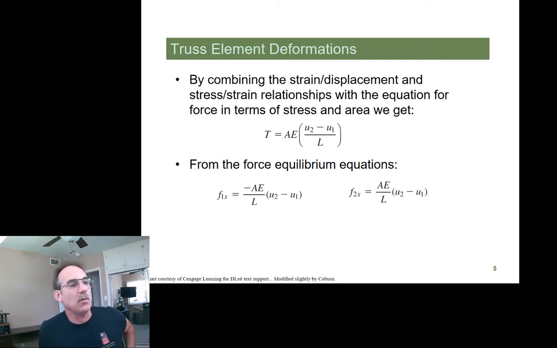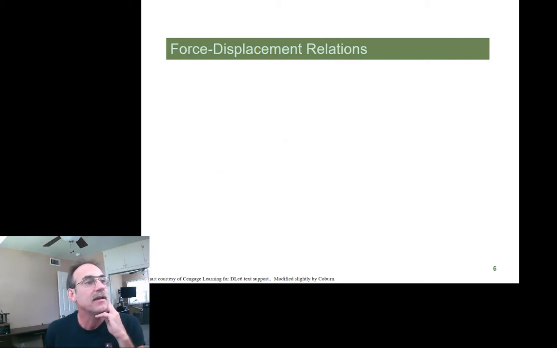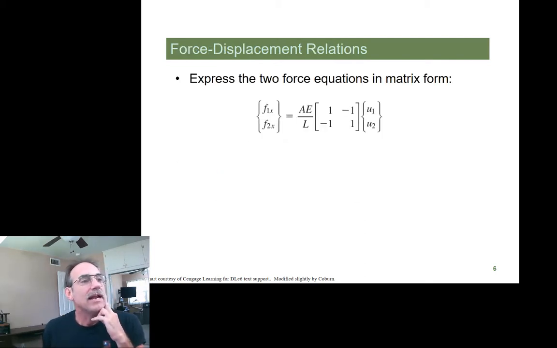And once again, at node 1, we're calling this a negative because remember, the way we wrote this equation is for tension, and the positive x local coordinate system is going from node 1 to node 2. Therefore, a positive value of U2 minus U1 will give us a tension. All right, so we can write our relation in matrix form as we did with springs.